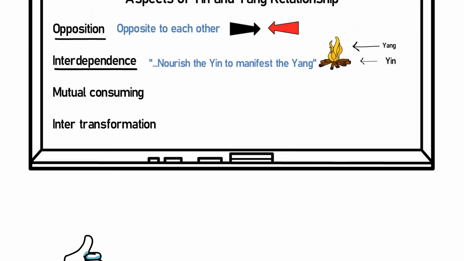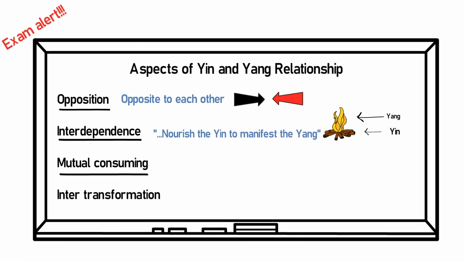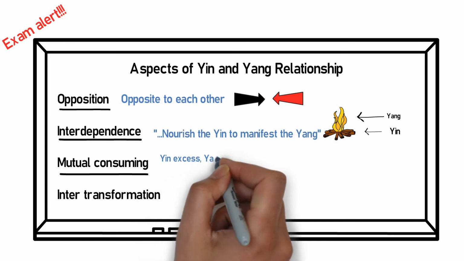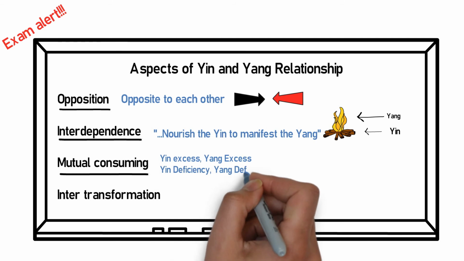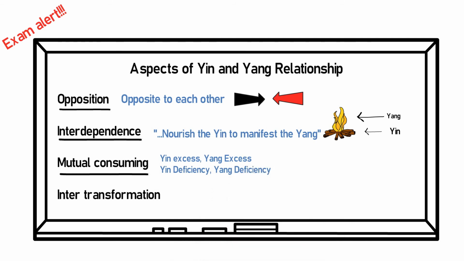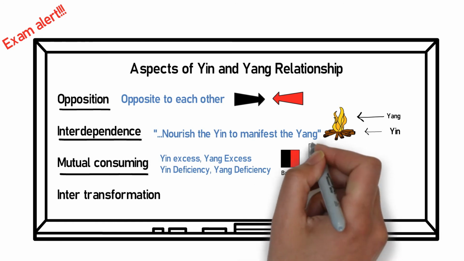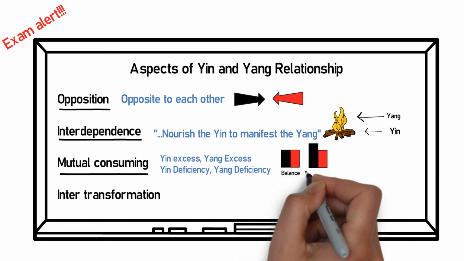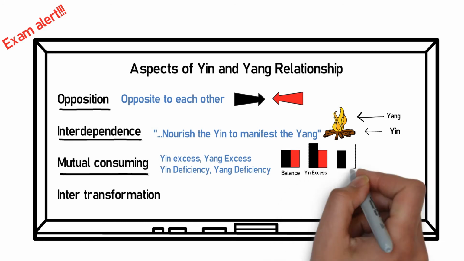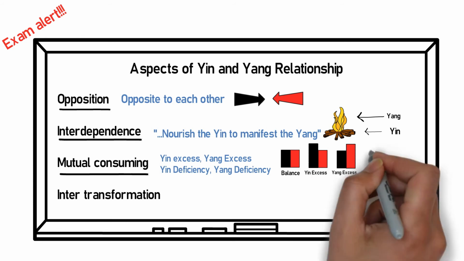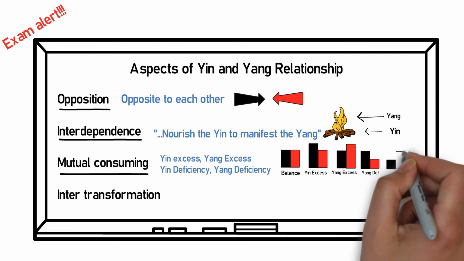Moving on. Mutual consuming. We have a few possibilities here. When we talk about mutual consuming, we come from the notion of Yin and Yang balanced. From Yin and Yang balance, we accept Yin and Yang excess and Yin and Yang deficiency. So you can have Yin excess, Yang excess, Yang deficiency, and Yin deficiency.